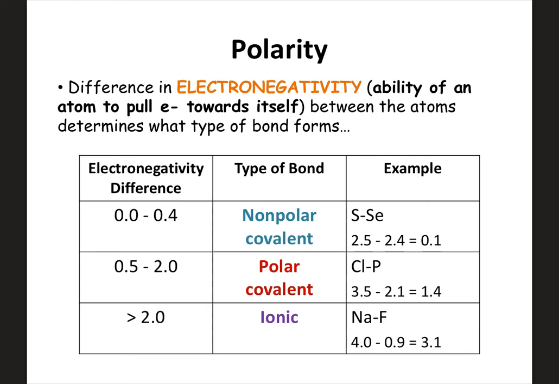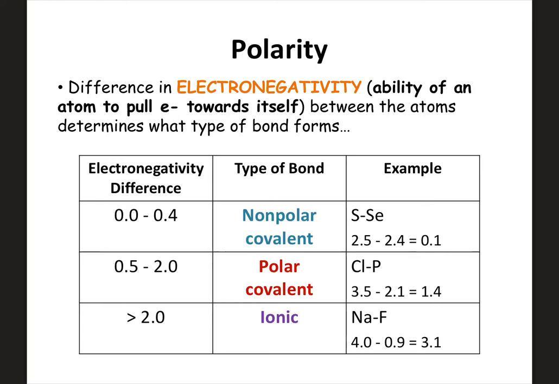You never need to memorize these numbers or this table. It's more something you think of, and it makes sense here. This is just an example. If you had S bonded to Se, and you look up the electronegativity values, the difference is 0.1. So this would be a nonpolar covalent bond. There's not much of a difference between the electronegativities. They would share equally, right?